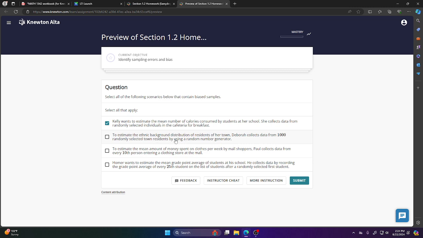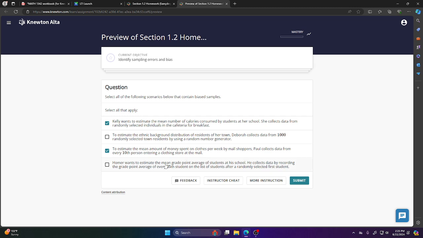Estimate background, different cities, collects data from 1,000 people in a selected city. Is that biased? 1,000 people randomly generated? I don't think that's biased. Keep going. Estimate the mean shopping, collect data from every 10th person. Is that biased? I don't think so. Oh, you know what? It's so subtle. It's so subtle that it is biased. You want to see how subtle it is? Look, watch this. Yep, ask about clothes in a clothing store. Yep. So that's biased. That one's subtly biased.